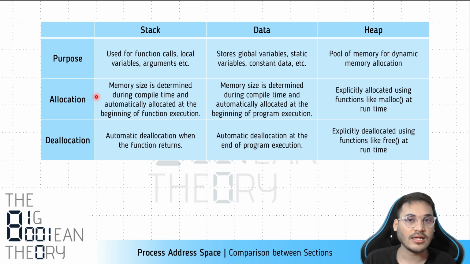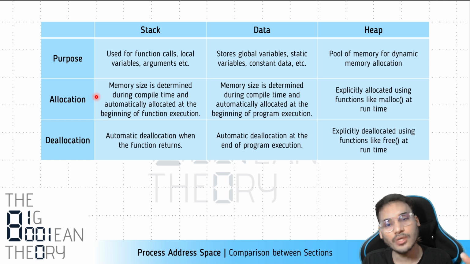But obviously the actual memory will be only allocated in the DRAM when the function call happens, right? If the function is never called, then the memory will never be allocated for that function on the stack section. So there is a distinction that we need to understand.